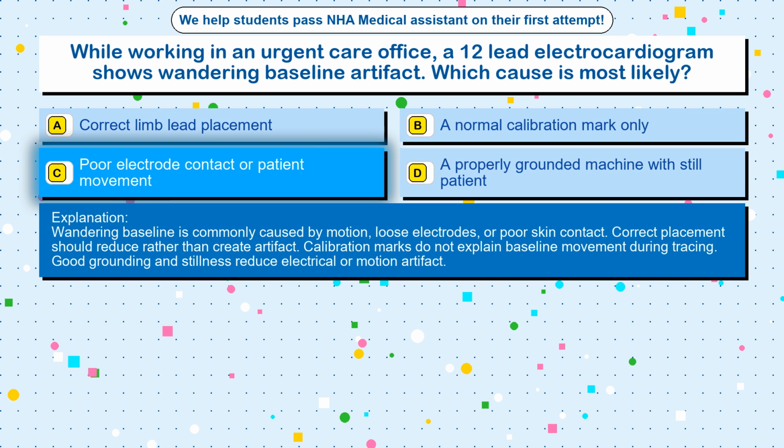Wandering baseline is commonly caused by motion, loose electrodes, or poor skin contact. Correct placement should reduce rather than create artifact. Calibration marks do not explain baseline movement during tracing. Good grounding and stillness reduce electrical or motion artifact.